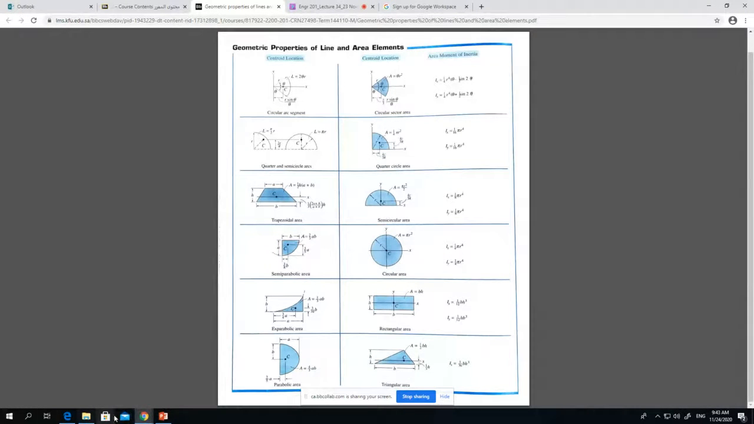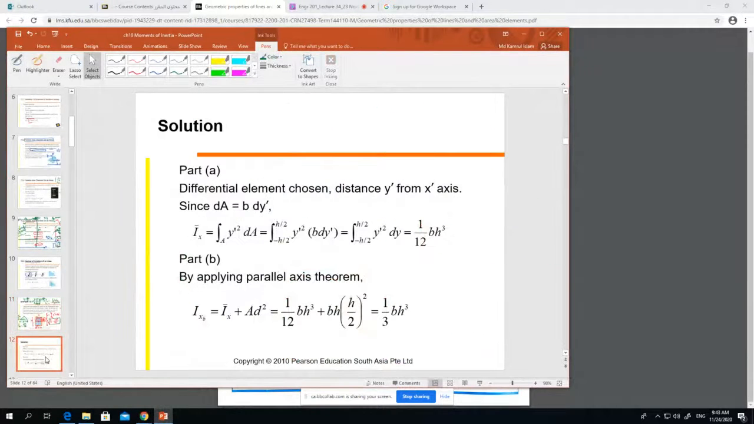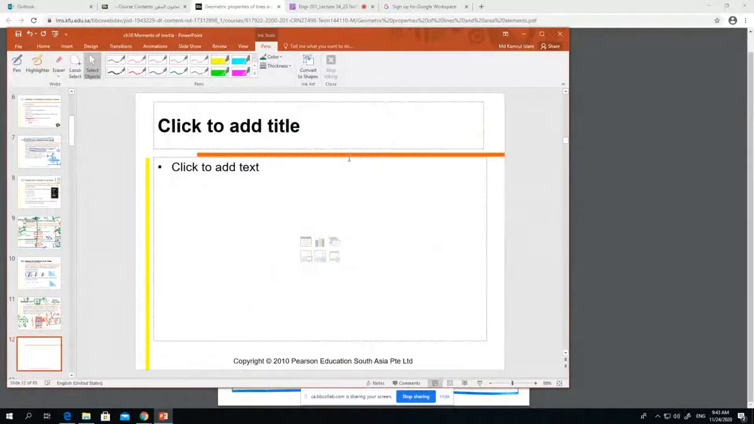All right, now like this, and they have proved this one. Now go back again to the rectangle. We already learned, then tell me what you learned already so far.